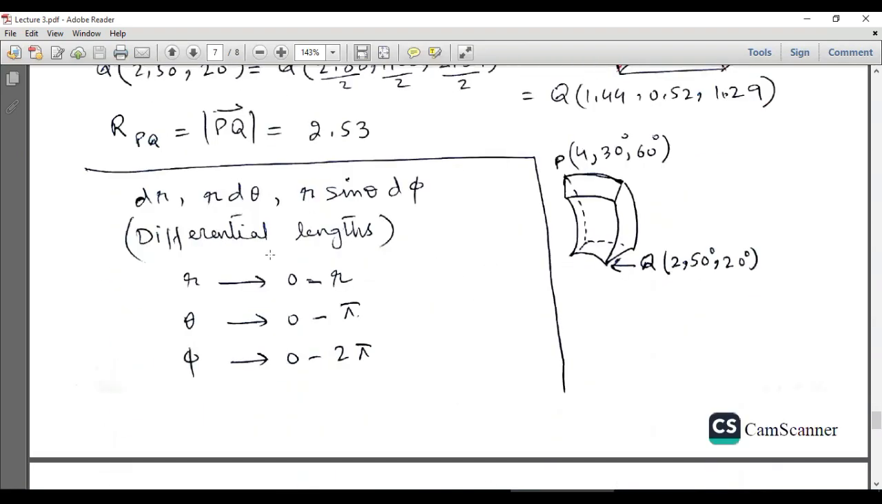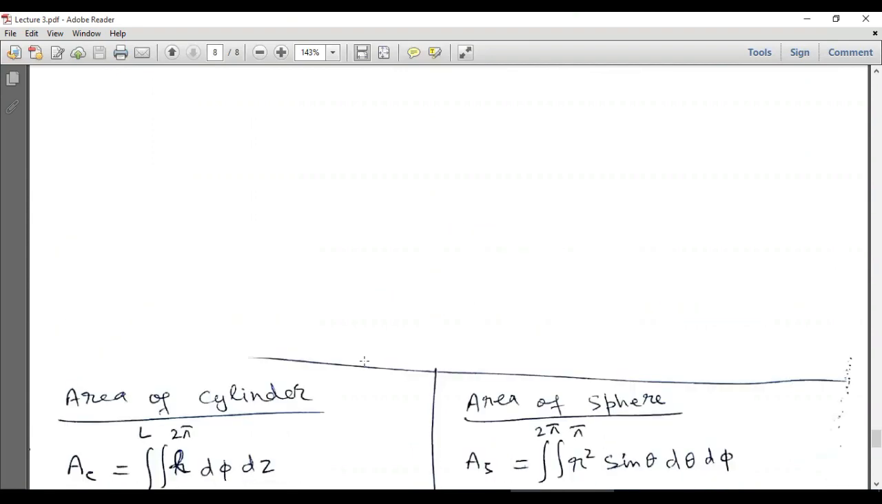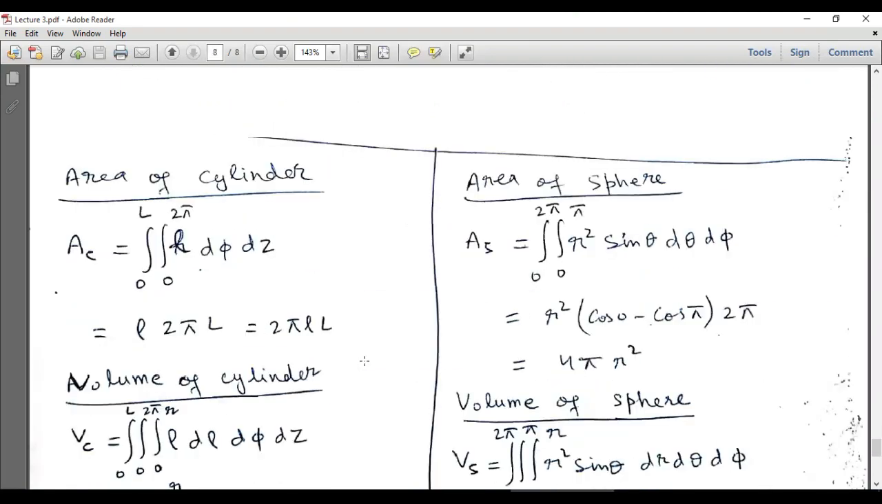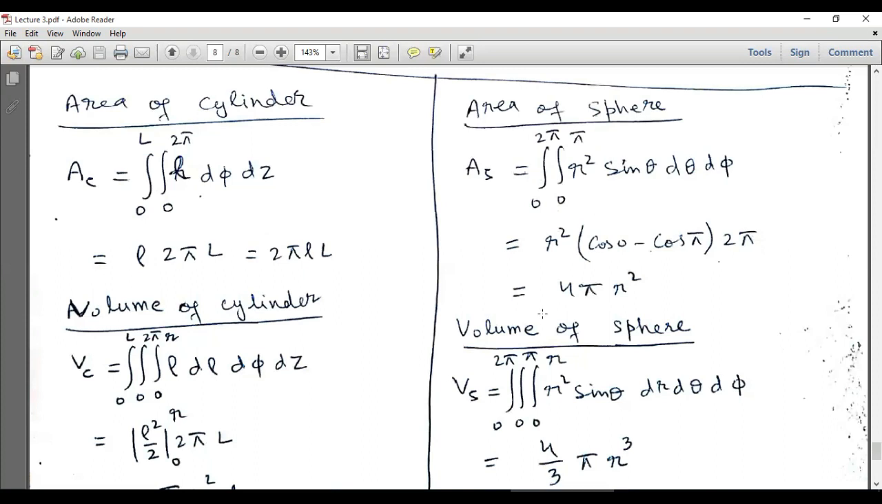And in the spherical coordinate system, we have these three differential lengths, and the limits of these three components are: r varies from 0 to r, theta varies from 0 to pi, and phi varies from 0 to 2 pi. So we can also calculate the area and volume of a cylinder and the area and volume of a sphere. These are expressions which we already know, but how the analytical expressions for these quantities have been obtained, we can also check by using these cylindrical and spherical coordinate systems.